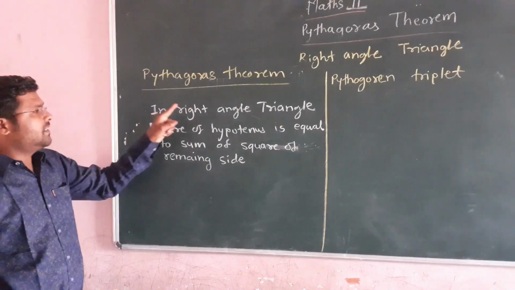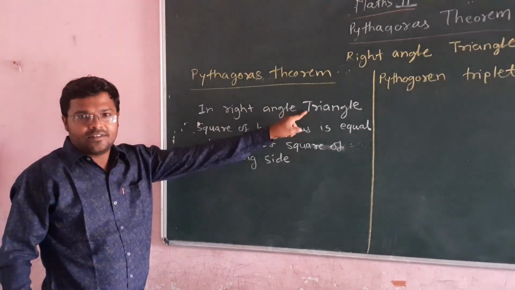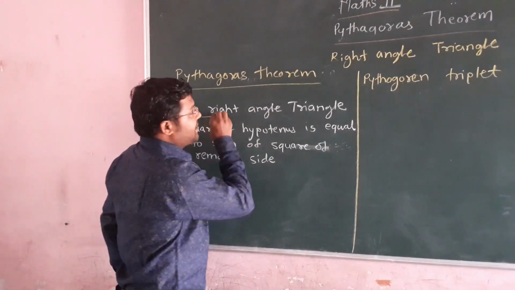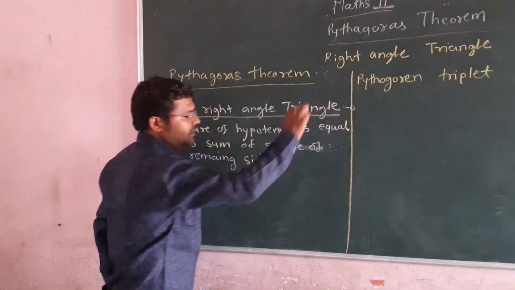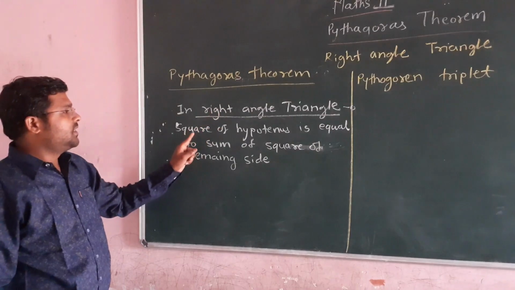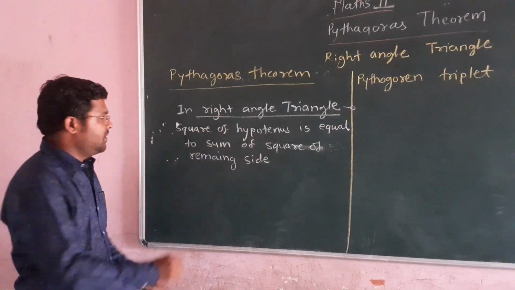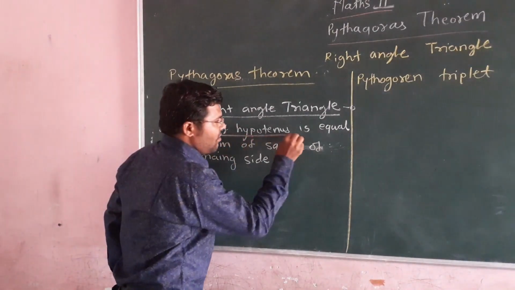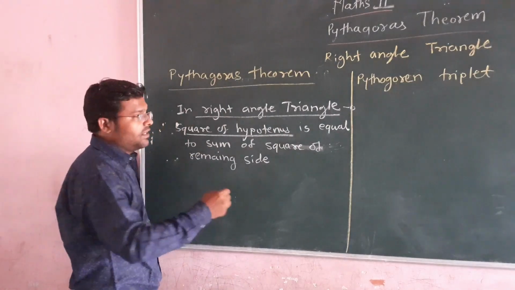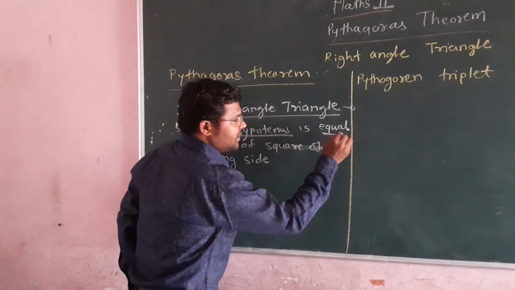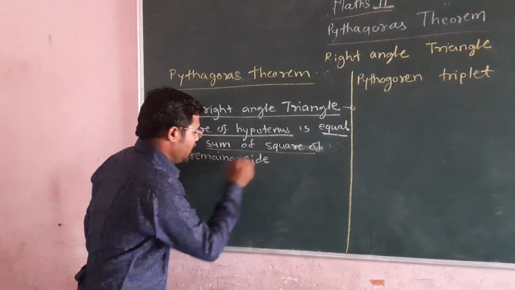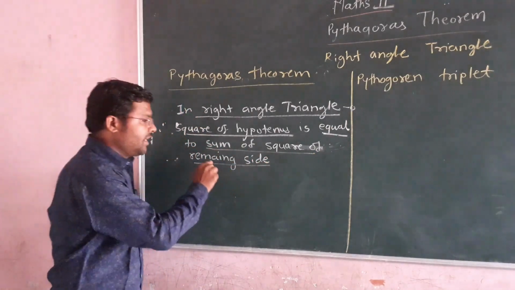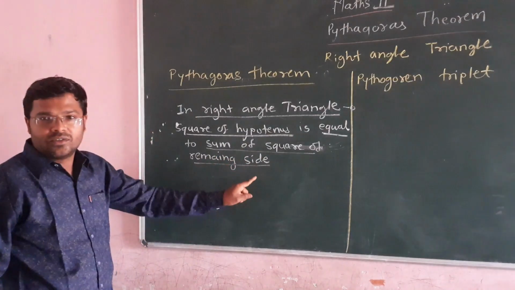The first thing is that Pythagoras theorem depends on a right angle triangle. This is the first condition. In a right angle triangle, square of hypotenuse, second thing, is equal, and third, the sum of squares of the other remaining sides. Remaining sides are two, the other two sides.